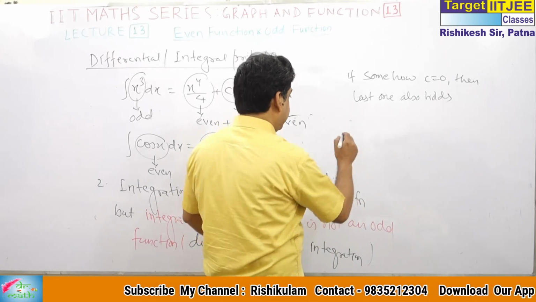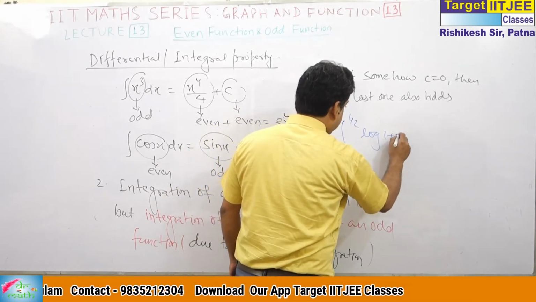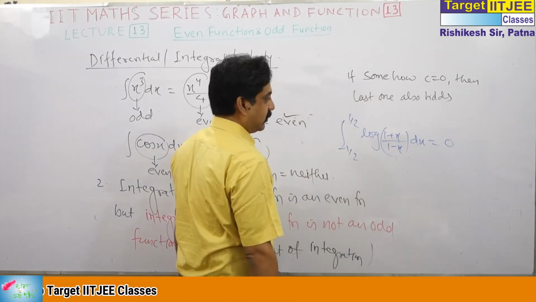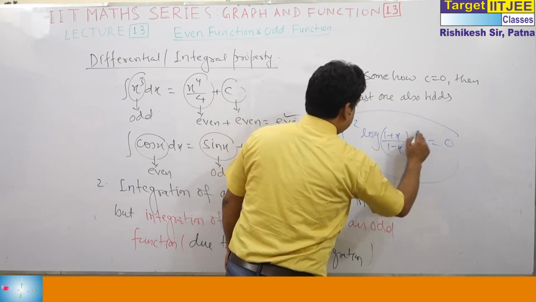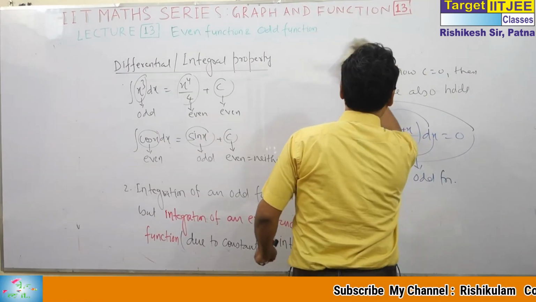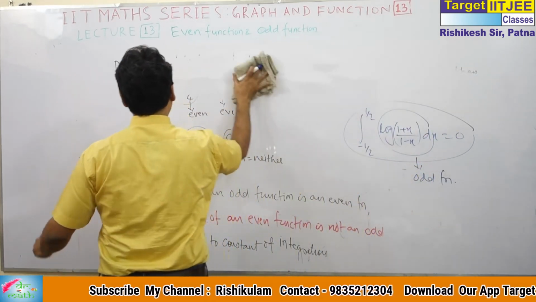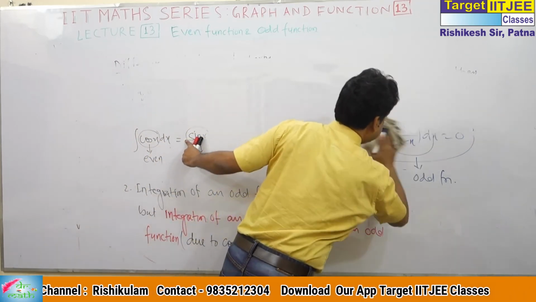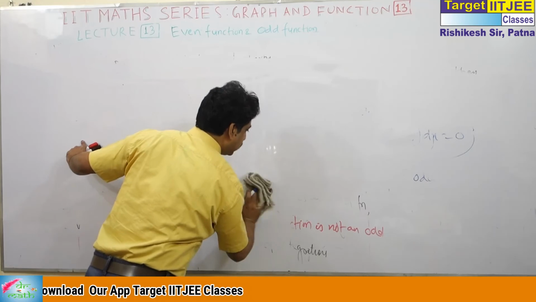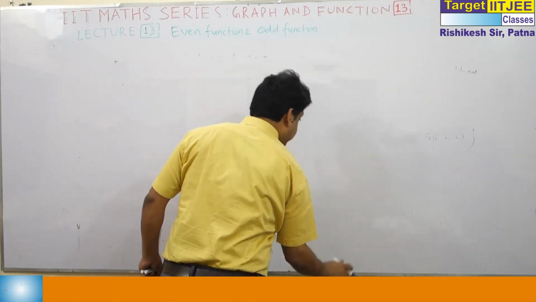For example, in integration, you will read this one will be 0. Why? Because of an odd function. So what do we do? Now this type of property we have to use. For example, let me write one more point.